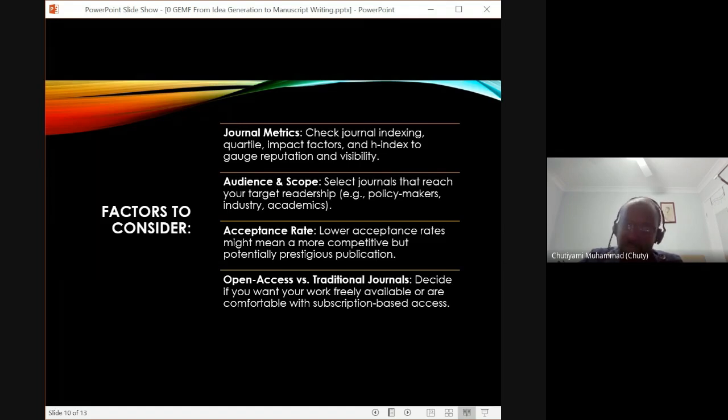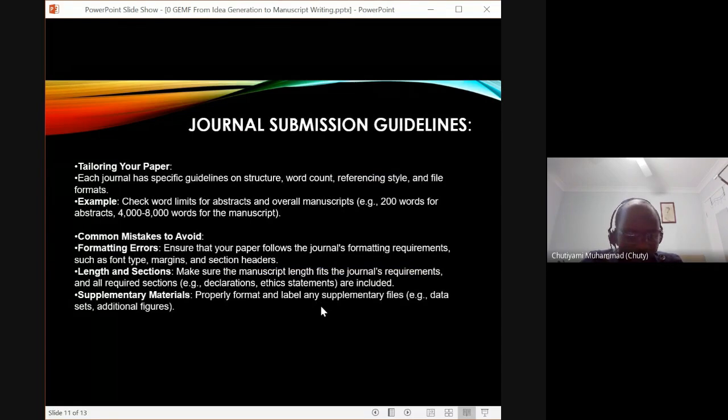So you want to be realistic with yourself. Look at your research and see whether it is fit for that journal. And then you can choose whether open access or whatever. So I will show you the examples.